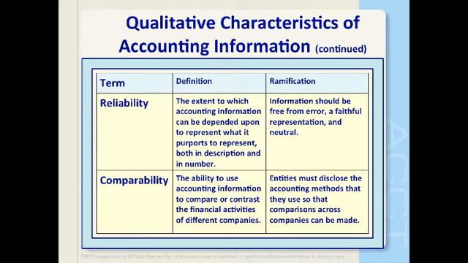Accounting information needs to be reliable. If I can't rely on this financial statement, if I don't assume that the information is free from error, then I have an issue when I'm communicating this information, and I could be giving false information that will have people make the wrong decisions. So to the extent that it's possible, accounting information must be depended on to represent what it purports, both in description and the numbers.